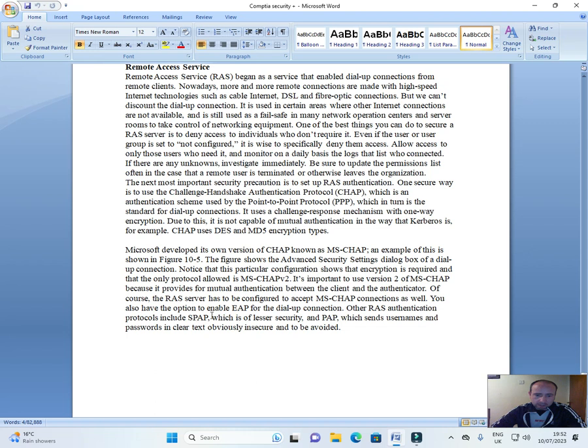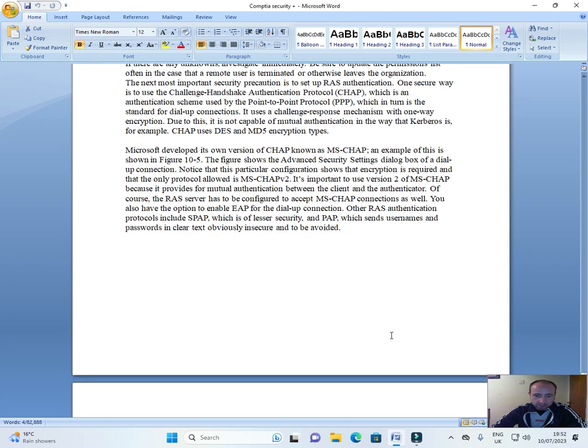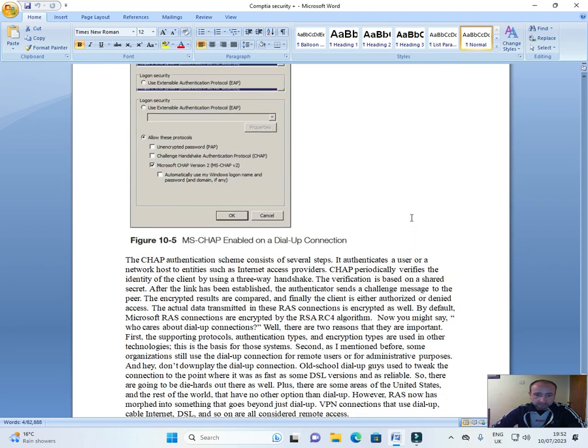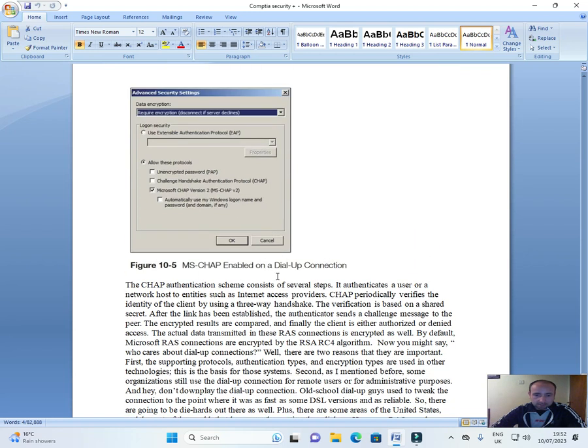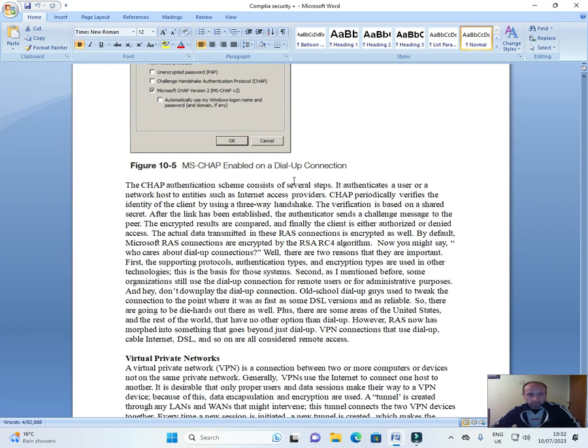You also have the option to enable EAP for the dial-up connection. Other RAS authentication protocols include SPAP, which is of lesser security, and PAP, which sends usernames and passwords in clear text, obviously insecure and to be avoided. So you can see here MS-CHAP enabled on a dial-up connection.